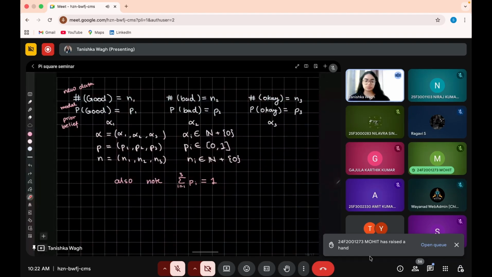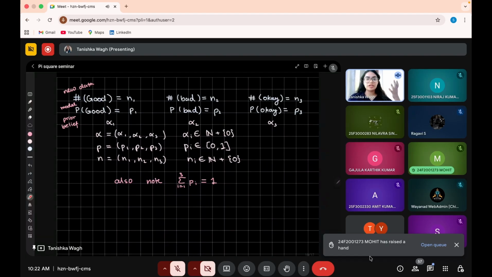So let's try to see if we can do the same steps again and get to the Dirichlet distribution. So we take the new data, which is how many good, okay, and bad reviews we've gotten, which is n1, n2, n3. We also make a model. So probability distributions, we are assuming that it is the mean of n.